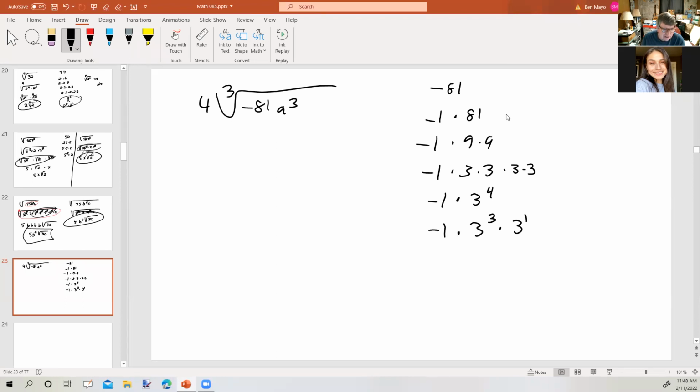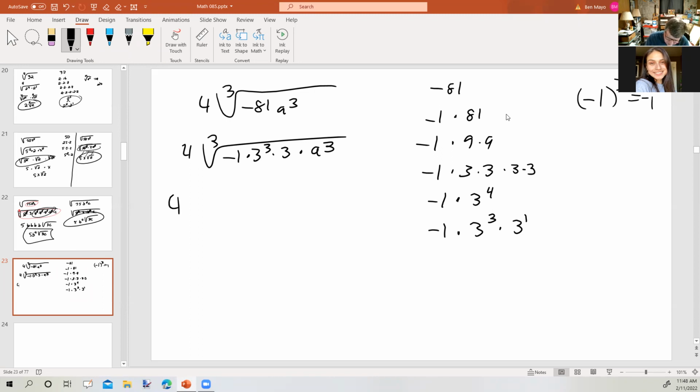Negative 1, this is one that kind of stumps people because negative 1 cubed is negative 1. So negative 1 is in fact a cube, and the cube root of negative 1 is negative 1. So here's what I've got. I've got 4 times the cube root of negative 1 times 3 cubed times 3 to the 1 power times a cubed.